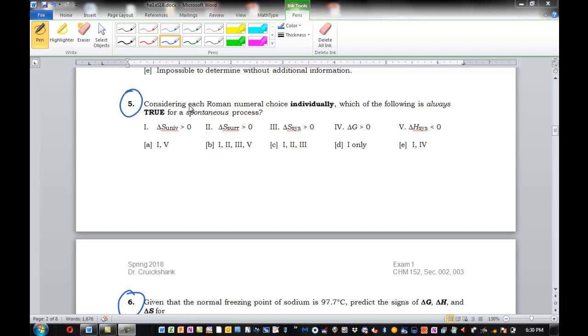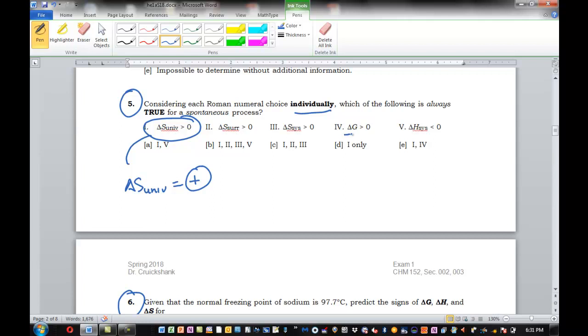This was one of the 5 most missed questions. The wording of this question maybe could have been a little bit better, but it said consider each choice individually, which is always true for a spontaneous process. The only thing that is always true, if you look at them individually, is the second law of thermo, delta S universe positive. Another way to say that is entropy increases in a spontaneous process. So that's one way we determine spontaneity.